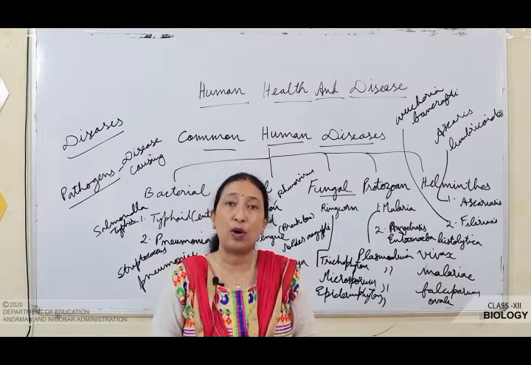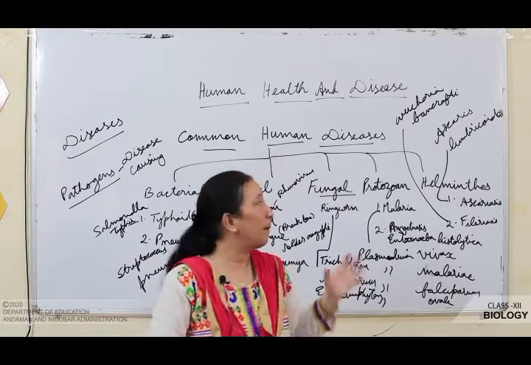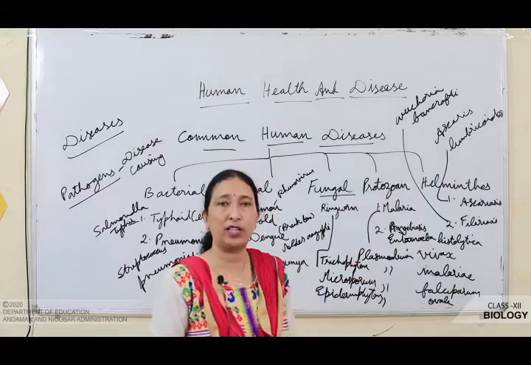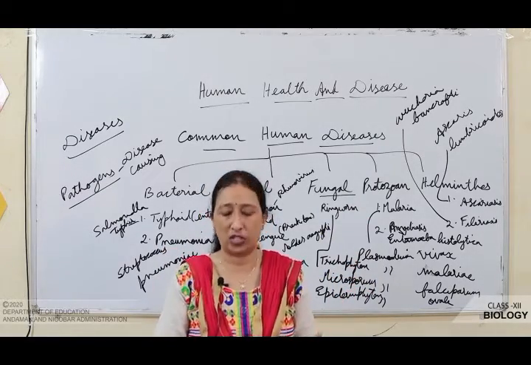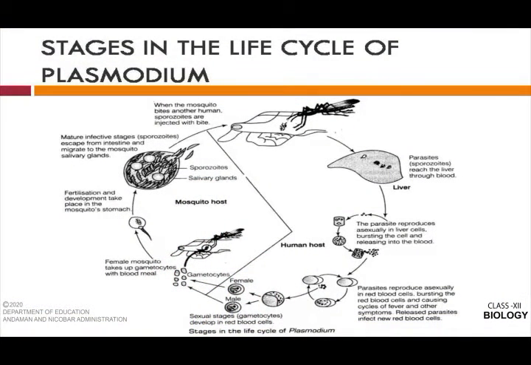Now we will see about malaria at length. I have already mentioned what malaria is and what the causative agents are. Now we will see how malaria is caused. As you can see in the diagram, that is the life cycle of Plasmodium. Malaria is caused by different Plasmodium species: Plasmodium vivax, Plasmodium ovale, Plasmodium malariae and Plasmodium falciparum. It lives in the RBC of humans.